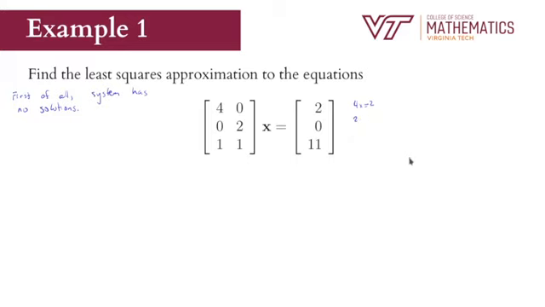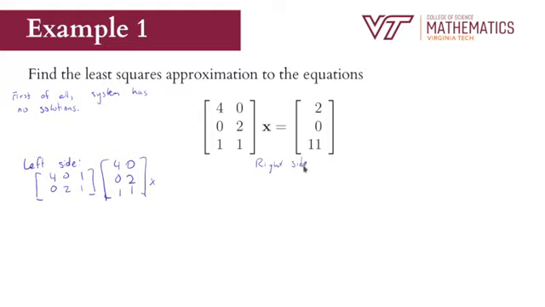All right, since we know that there is no solution right now, we're going to multiply both sides by the transpose. So on the left side, we'll get the matrix [4 0 1; 0 2 1] times [4 0; 0 2; 1 1] times x. On the right side, we'll get [4 0 1; 0 2 1] times [2; 0; 11].